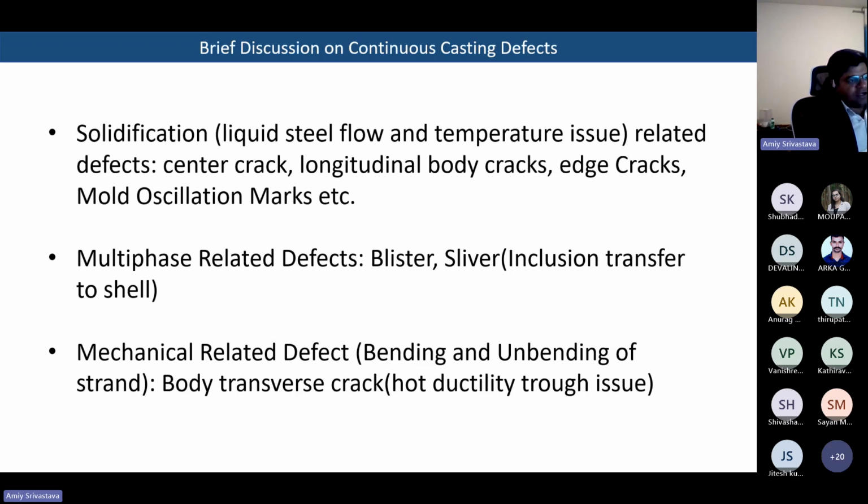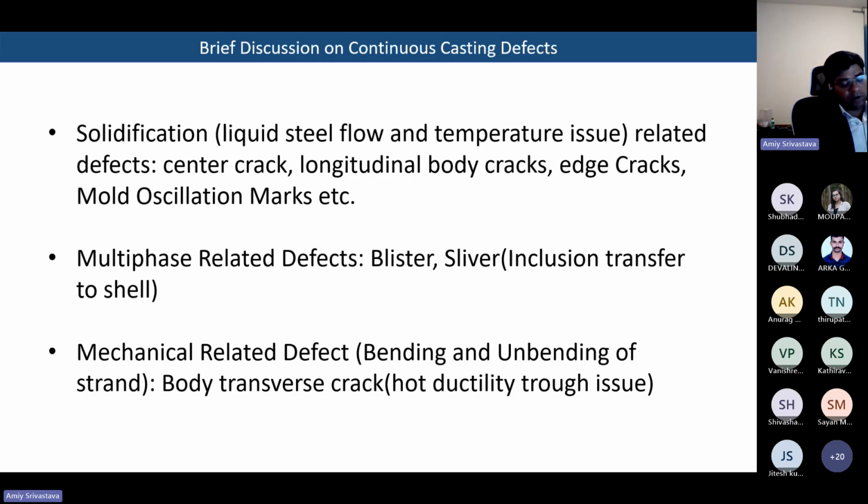Then we have mechanical related defects as well. For example, as you have seen in the diagram of the casting structure, some people have a 2R radius continuous caster, so that caster is bent from two different radii. When this bending and unbending takes place, some transverse cracks are formed, and those happen because of the hot ductility trough. So these are the problems that process engineers and process metallurgists have to deal with.